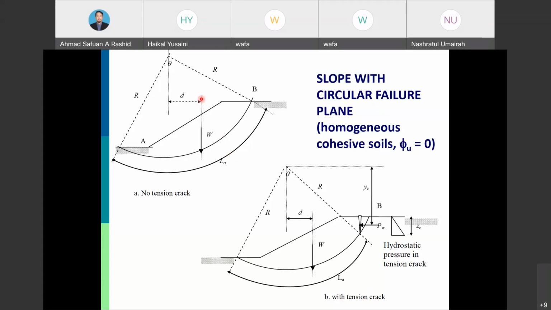Okay, in logic, the W is moving downward. So there will be a resistance that prevents this block from moving. So it's supposed to be moving on the other side. So this will be negative while this will be positive. Anti-clockwise is normally positive while clockwise is negative.